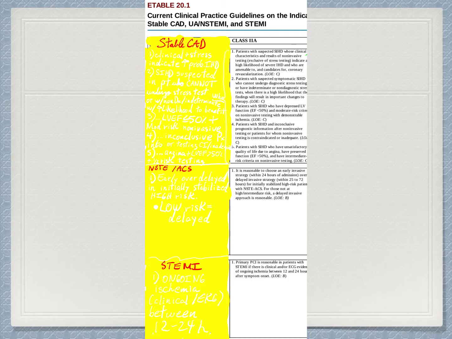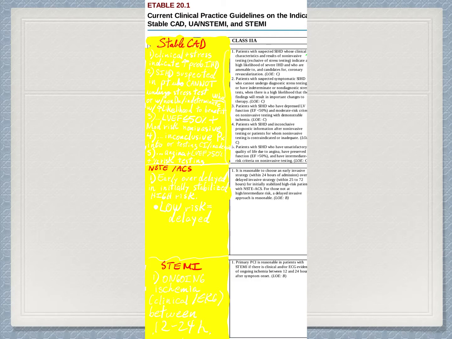Stable ischemic heart disease suspected in a patient who cannot undergo a stress test, or who has testing done with indeterminate findings, or with high likelihood of benefit from the treatment. 3. Patients with left ventricular ejection fraction less than or equal to 50% plus moderate risk in the non-invasive testing.